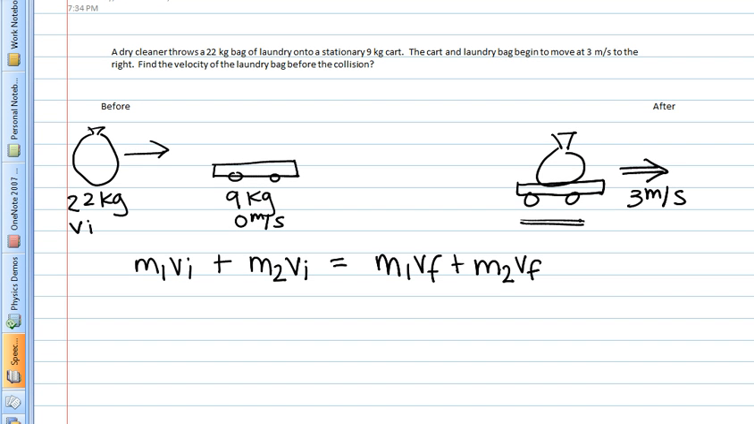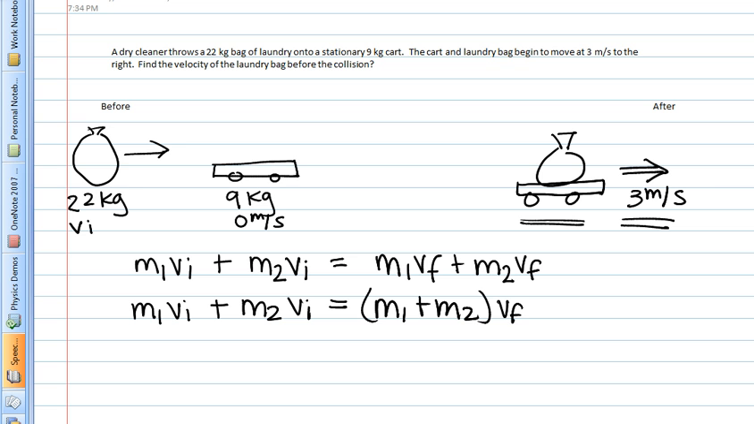Since our two objects move together, we know that they both have to have exactly the same final velocity. While it's not as pertinent in this example, in some examples it will be more helpful to write this as follows. Mass 1 times initial velocity plus mass 2 times initial velocity equals mass 1 plus mass 2 times the final overall velocity. So let's plug in our numbers and see where this leads us.